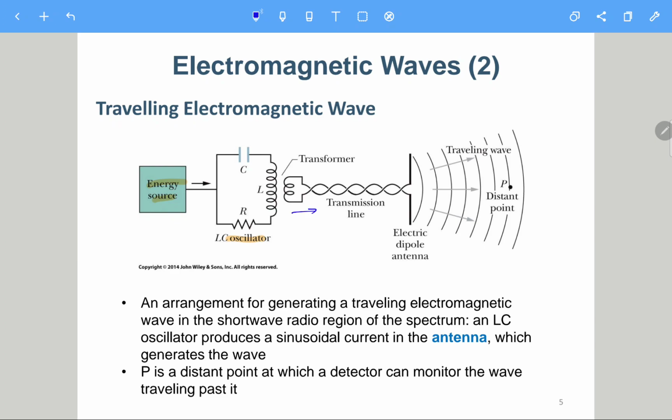So as you can see here, an arrangement for generating the traveling EM wave in the shortwave radio region of the spectrum. An LC oscillator produces a sinusoidal current in the antenna, which means on the secondary stage. And as you can see, the antenna is here.